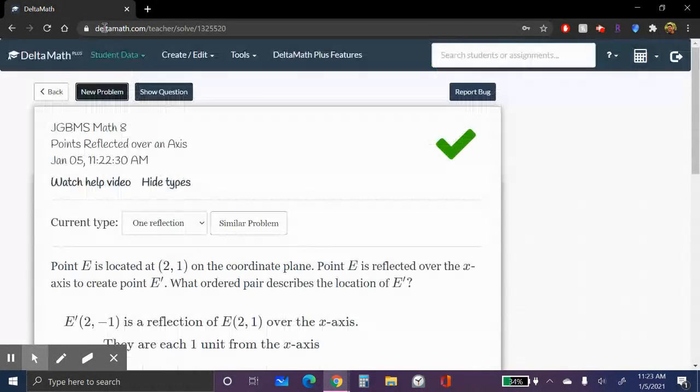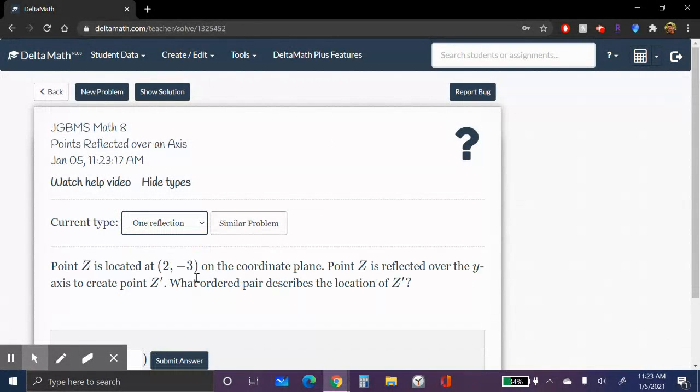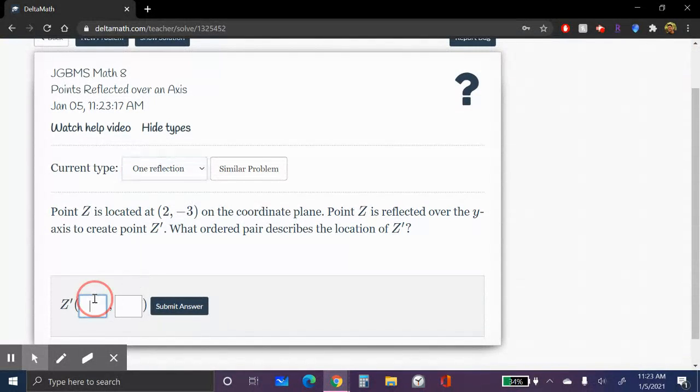Okay. We've got a new one. Okay, the location of Z prime, all right, what it was reflected over the y-axis. We already did one with the y-axis, but basically the y-axis is just you're changing the x value. So this is going to be -2, -3, because you're just reflecting over the y-axis. You change the x value. Submit it.